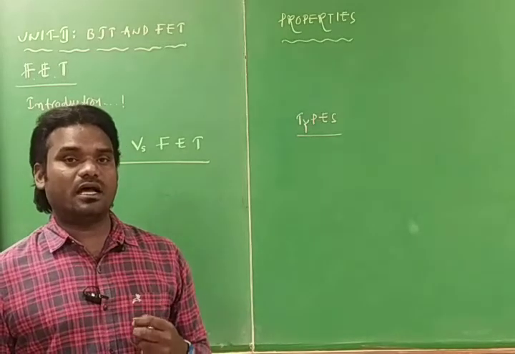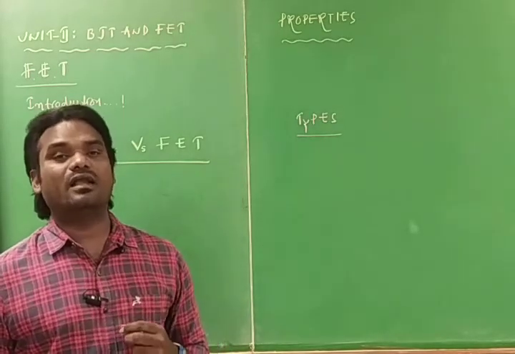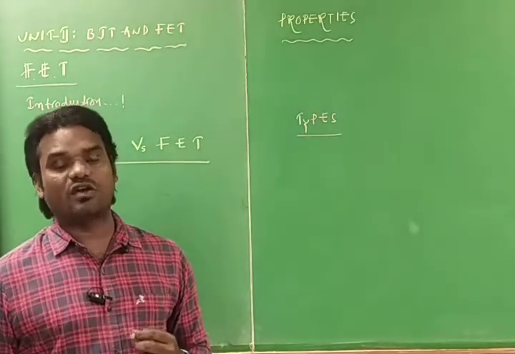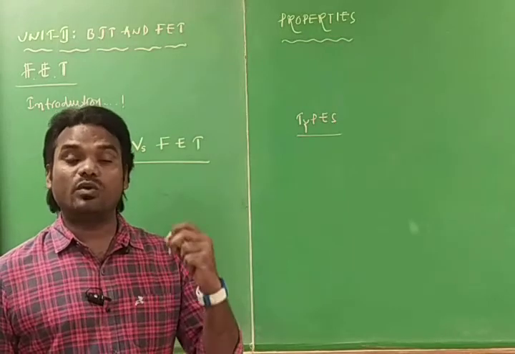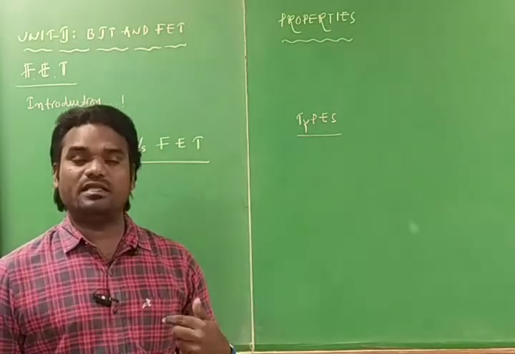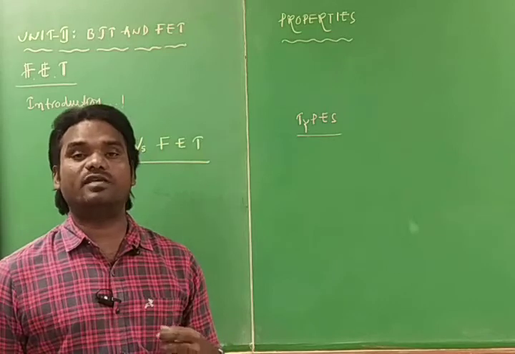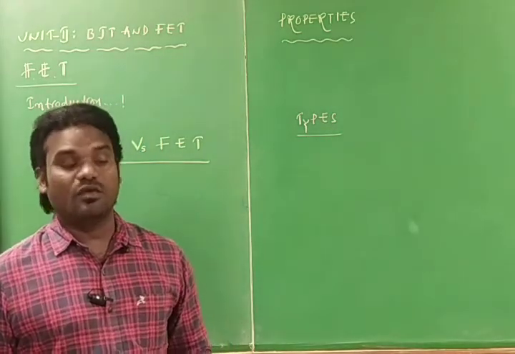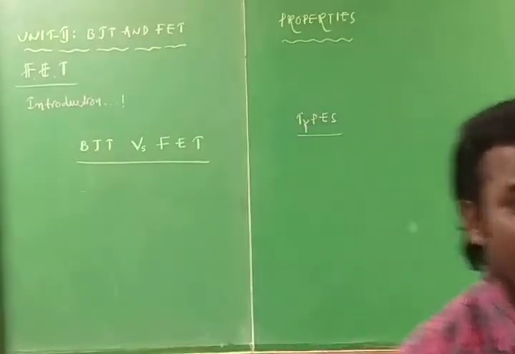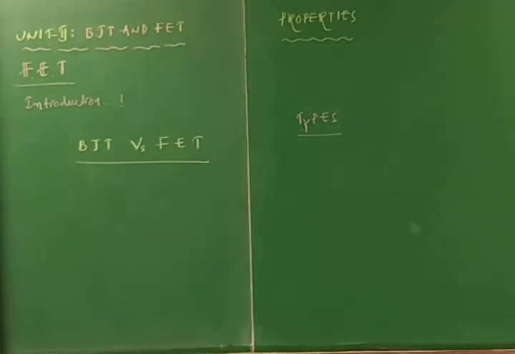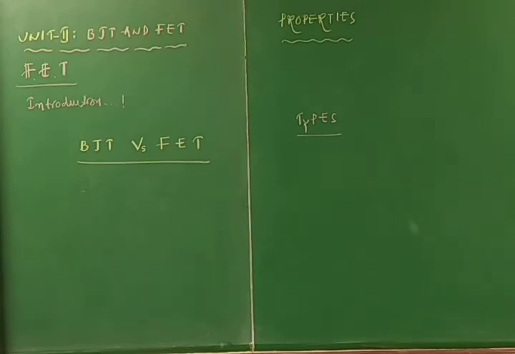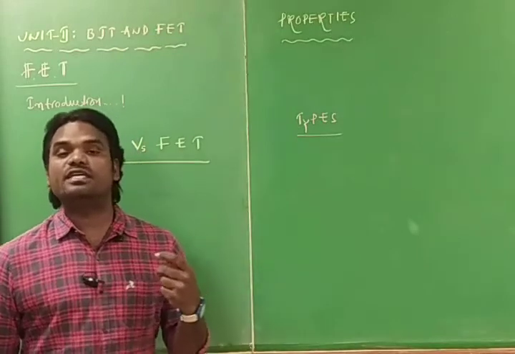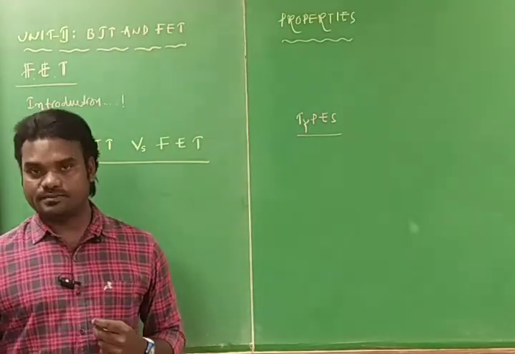Then only it can be operated in the three regions: active region, saturation region and cutoff region. Here we need to focus on the fact that the emitter junction must be connected in forward bias in case of BJT. Forward bias means it offers low resistance. On the input side, the junction is forward biased, so the input impedance is very small. Whereas in case of FET, that is field effect transistor, the input impedance is more than the input impedance of the BJT.